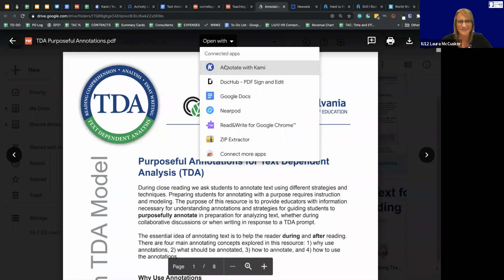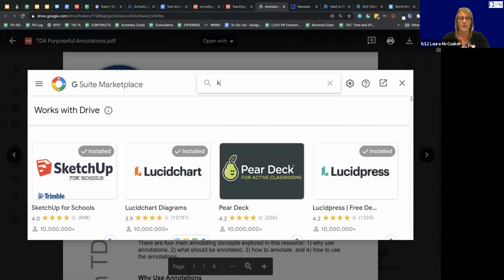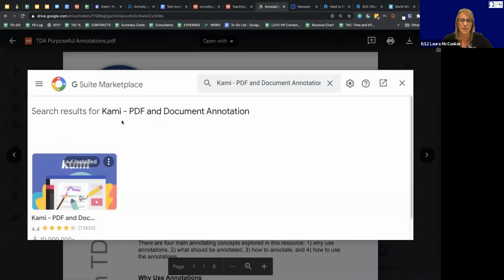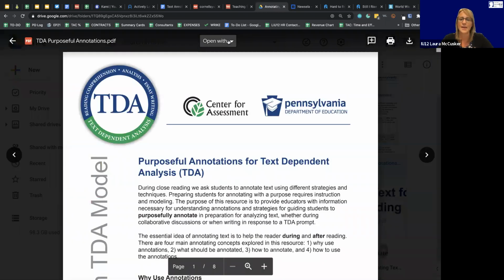Open up a PDF. You can open up this same PDF that I'm looking at in your Google Drive. When you click on the option to open with, you'll notice that it has the Connect More Apps option. If I go here, then I can search for Kami, PDF and document annotation. And mine says installed because it's already installed. Yours, you can install it if it's not already there. So what does Kami allow me to do?